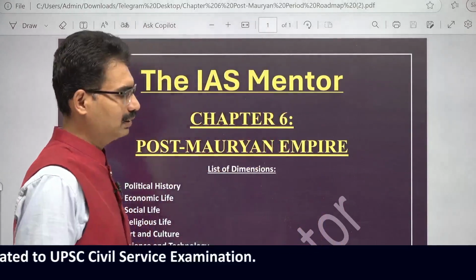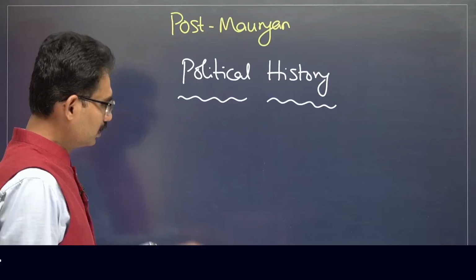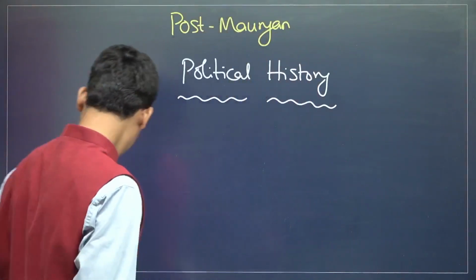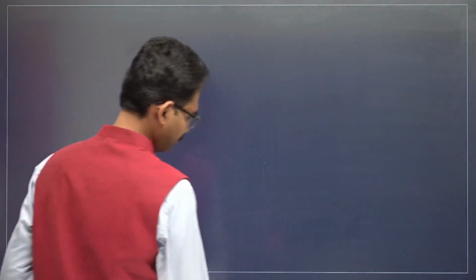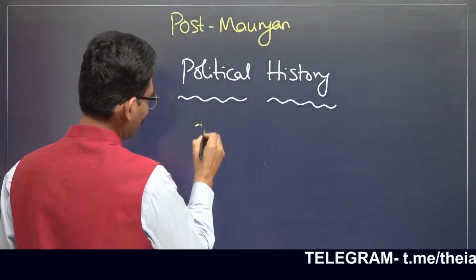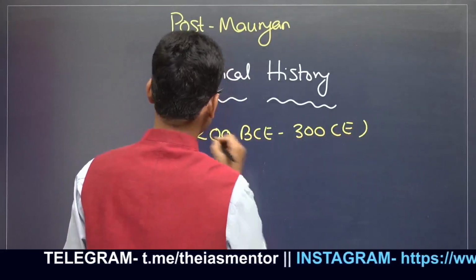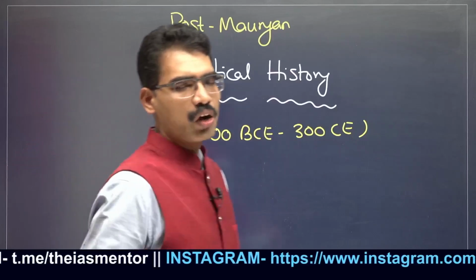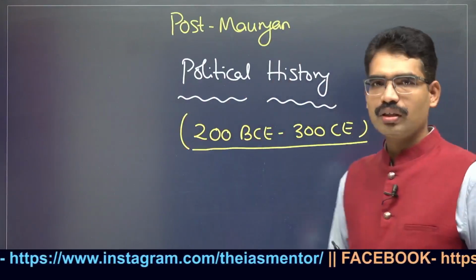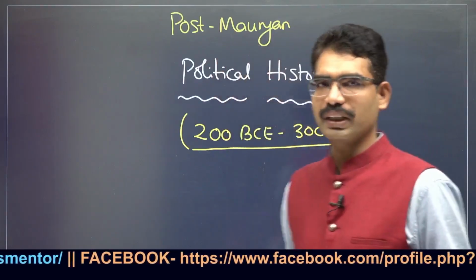Let us see how it happened and who are the different political people or the rulers of this time period. As usual, we always start with the Indian subcontinent map. What is the time period we are discussing here? 200 BC to 300 CE. How many years? 500 years. This is also another significant element. 500 years we are going to study as part of the post-Mauryan period.